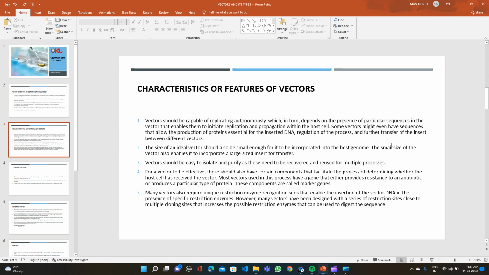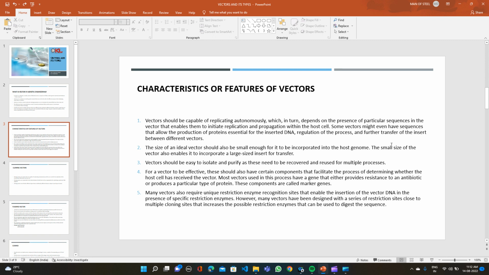Vectors should be capable of replicating autonomously, which in turn depends on the presence of particular sequences in the vector that enable them to initiate replication and propagation within the host cell. Some vectors might even have sequences that allow the production of proteins essential for the inserted DNA, regulation of the process, and further transfer of the insert between different vectors.